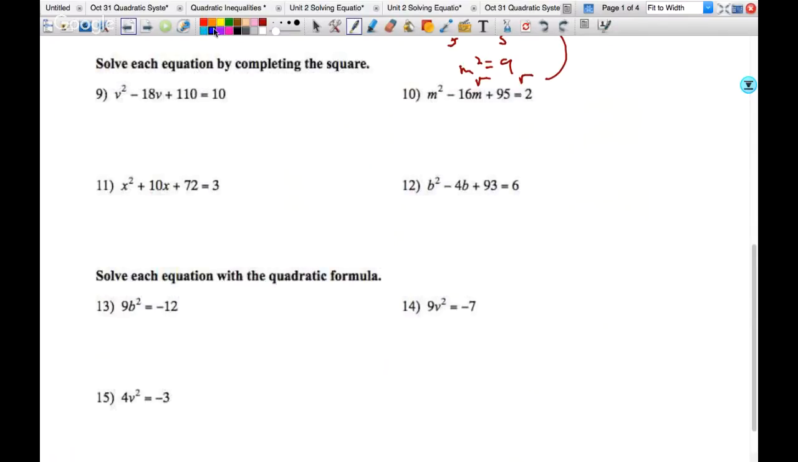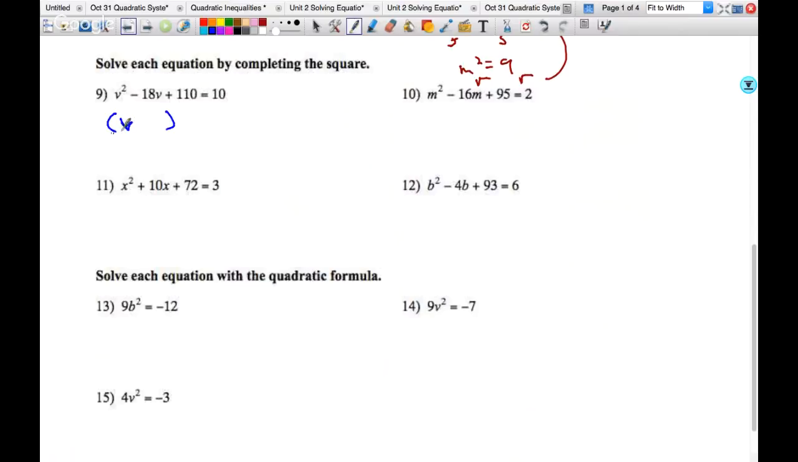When I'm completing the square, the only thing that I need to get started is I need to make sure that my a value is 1. Otherwise, I've got to divide by that a value to get an a value of 1. But fortunately, in 9, 10, 11, 12 here, the a value is always 1. So I'm ready to go into the structure of vertex form, which is going to help me solve this equation by a technique called completing the square.